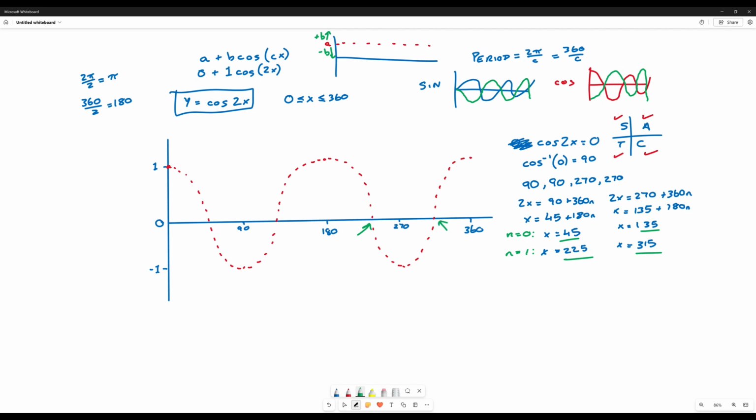Now, you should write them in on the graph, but again, no one's checking this. If you went 1 further and subbed in 2, though, you'd be having a problem because it would go over 360, because you would get 405, I think.